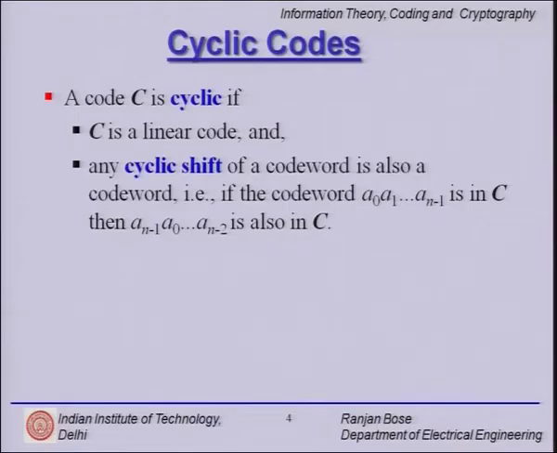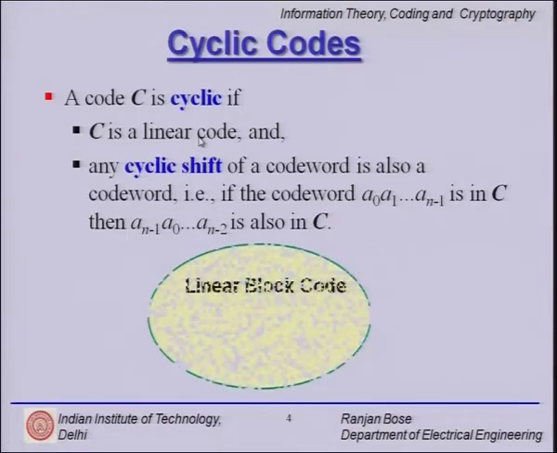Alright. So, if A0, A1, A2 up to A(N-1) is a code word contained in a cyclic code C, then if you put A(N-1) in the beginning and then shift each one of the others by 1, you would end up getting another code word which is also valid. So, any cyclic shift is also a valid code word, hence the name cyclic codes.